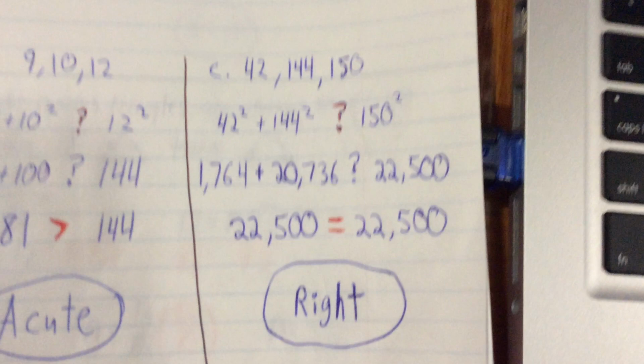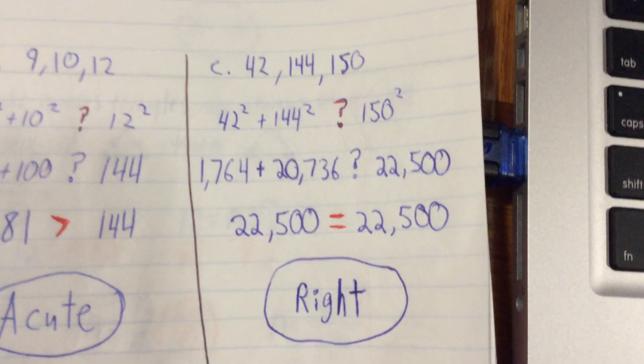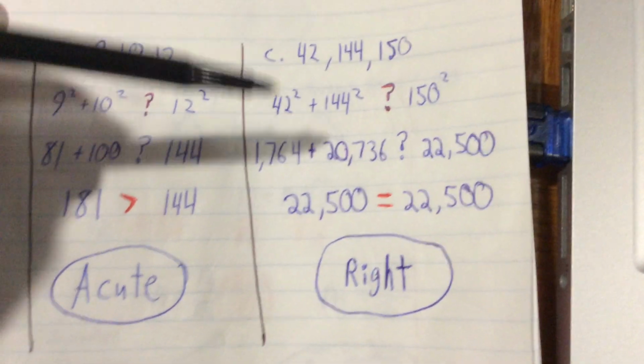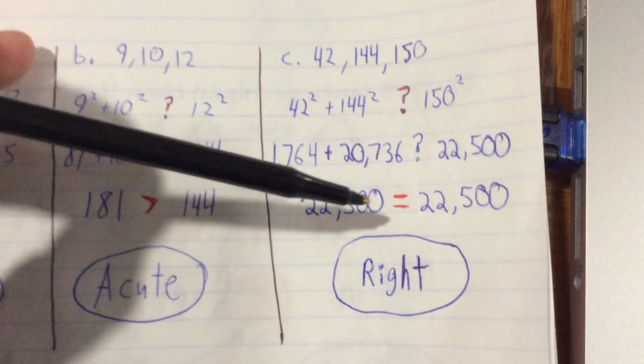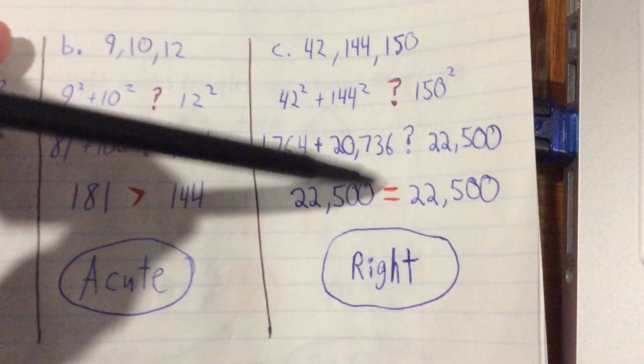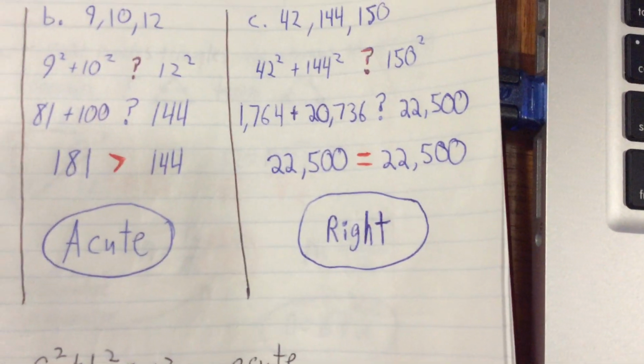Looking at part C, this one ended up being a Pythagorean triple. When we do a squared plus b squared, it ended up being equal to c squared. We get 22,500 on both sides. So because we got the equal sign there, it is a right triangle.